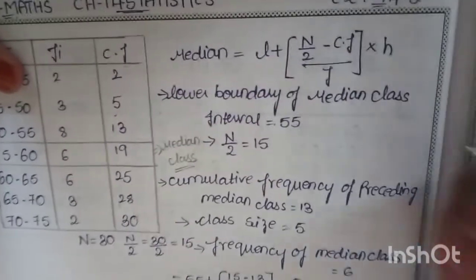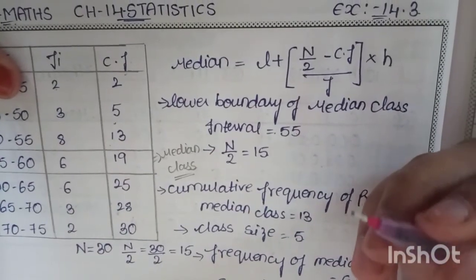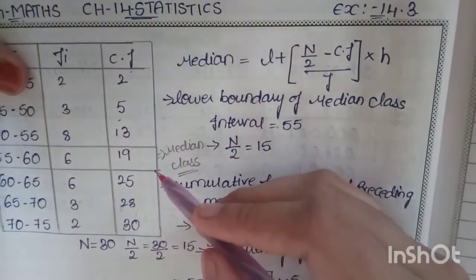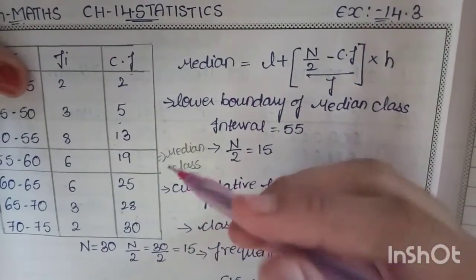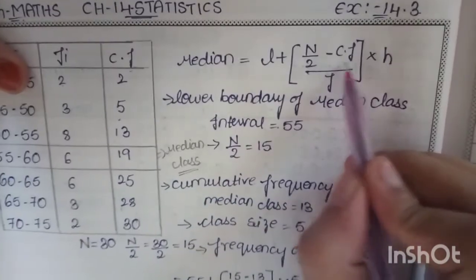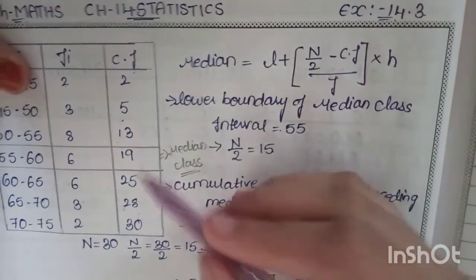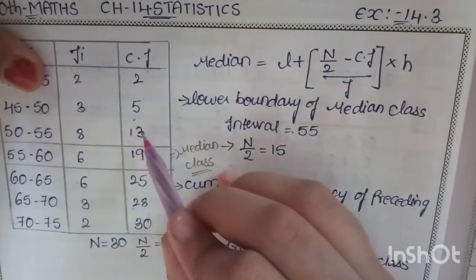So friends, in this way you have to find the median of the given data. Many students do it wrong when choosing the median class. Based on n by 2, the just greater value will be taken as the median class. And remember, the cumulative frequency taken is the one preceding the median class. Not directly 19, it is 13.